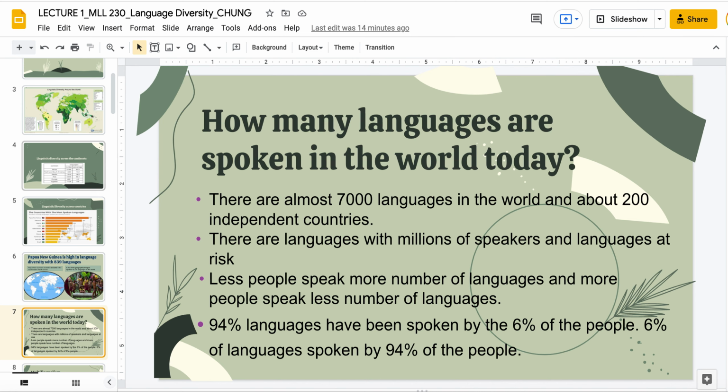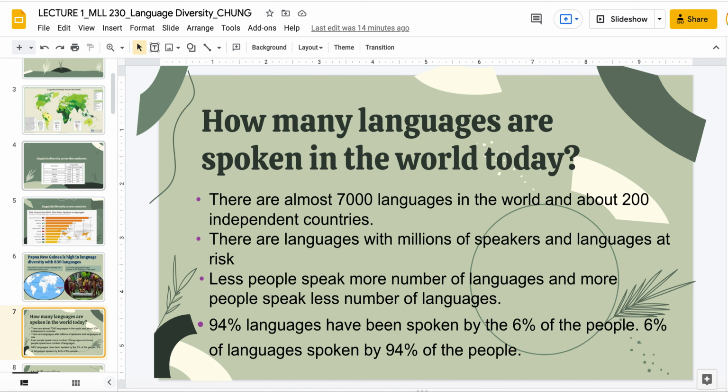So, how many languages are spoken in the world today? There are about 7,000 languages in this world, found in about 200 independent countries. This also includes languages that are not spoken. So this also includes sign language. And if you took my previous classes, you know that American Sign Language differs from British Sign Language.